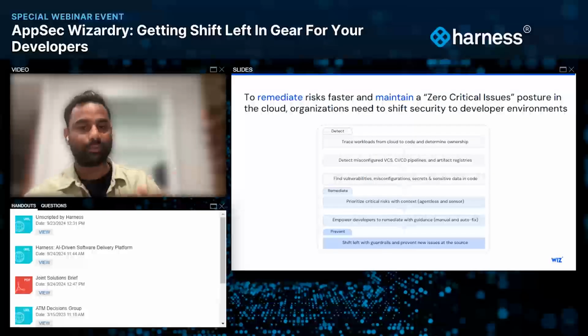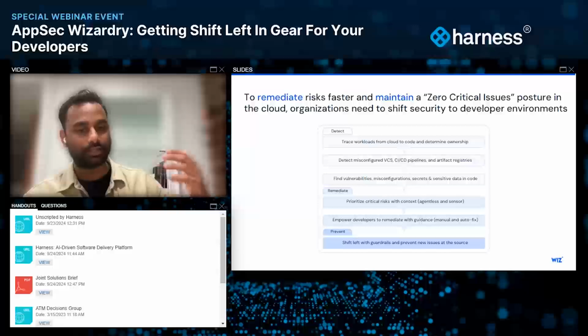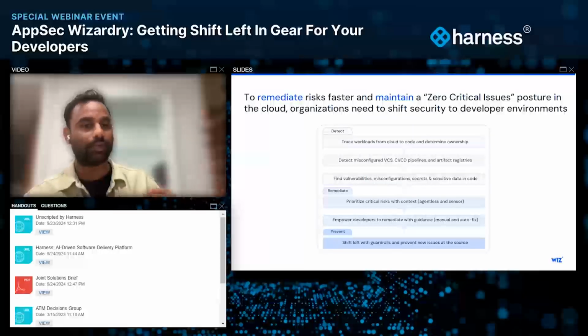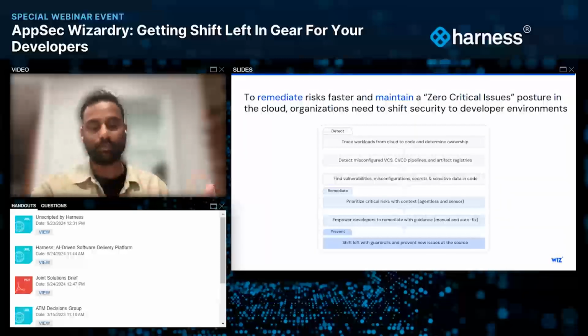And then finally, developers are not security experts, so giving them the context, like understanding how important this application is, or giving them exact remediation steps in order to be able to resolve those issues, goes a long way in bringing the development team and embedding them in the security process.